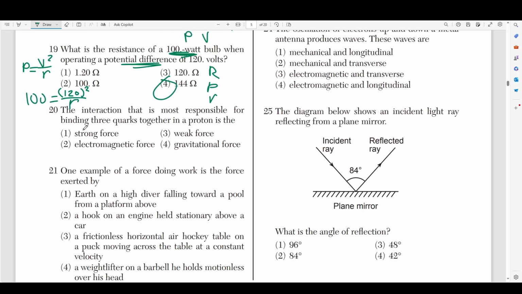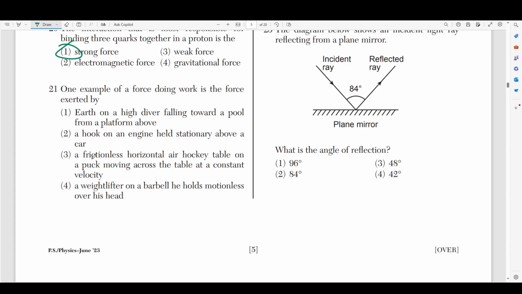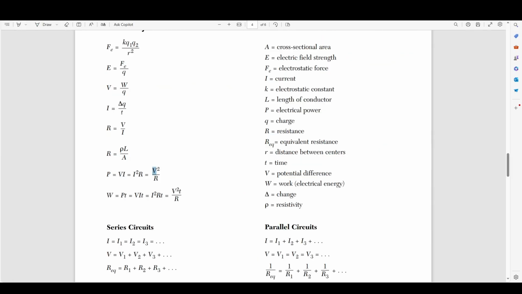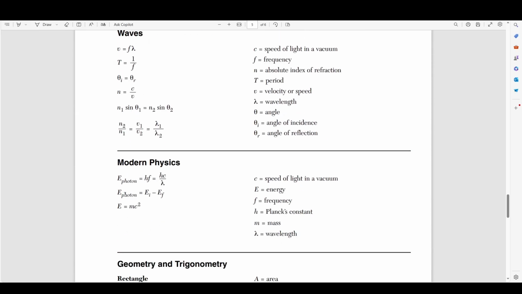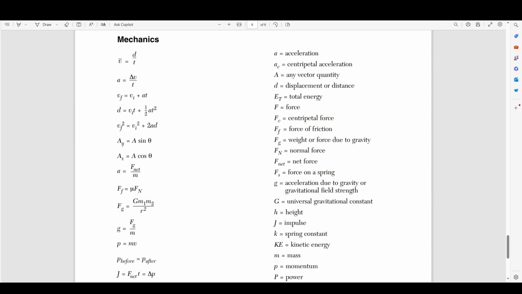Number 20 says the interaction that is most responsible for binding 3 quarks together in a proton is called strong force. You just need to know this, right? Memorize it. Strong force. Number 21 says one example of a force doing work is the force exerted by what? Well, what is work? If you don't know what work is, let's go look at a reference table and find it out. It's going to be in mechanics, I'll tell you that much. And work is going to be represented by what letter? Let's look for it over here.